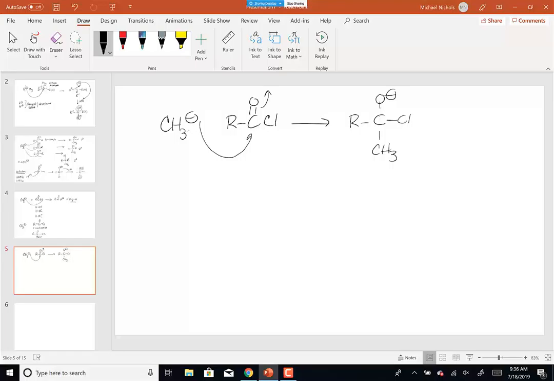But remember what we said before. Now the O minus wants to bring its pair of electrons back down and reform the carbonyl. Can that happen this time? Is there a group that can leave? The chloride. So the chloride could leave. And then what do I end up forming? Then I end up forming the ketone, with now the CH3 group added to the carbonyl.